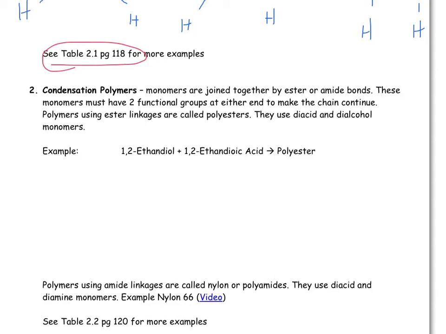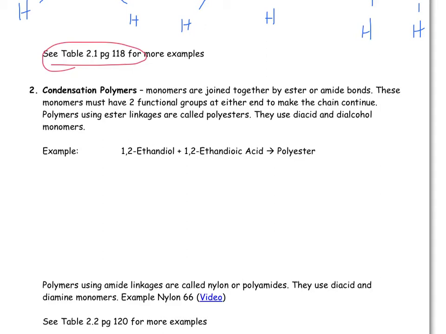Condensation reactions can also be used to make polymers. Monomers are joined together by either making ester or amide bonds. These monomers must have 2 functional groups at either end to make the chain continue. Polymers using ester linkages are known as polyesters. They use diacid and dialcohol monomers.